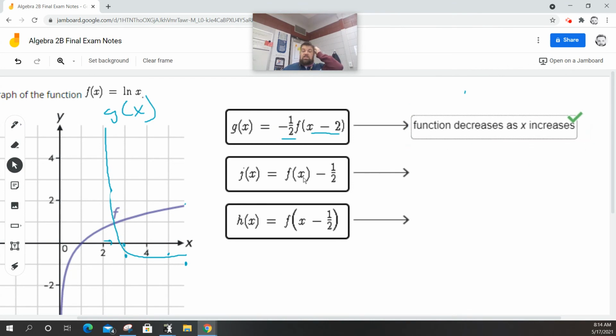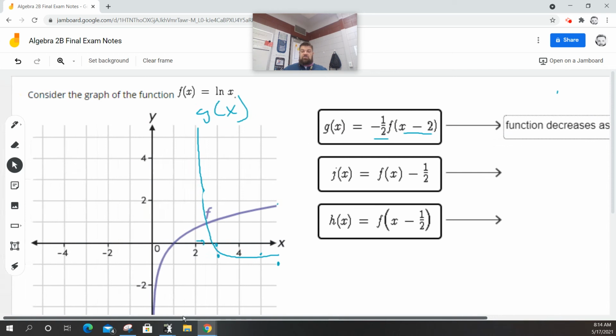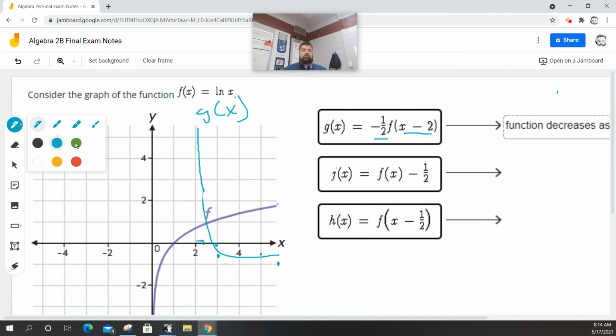So the next one, it says j of x is shifted down 1/2. So remember, this is just a vertical shift. So all these points are going to go down a 1/2 a point. So this is 0, so now it goes down to 1/2. This is about 1, this gets shifted down. This is about 2, it gets shifted down.